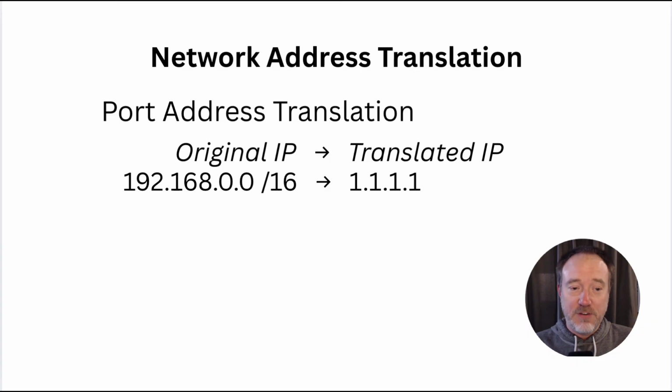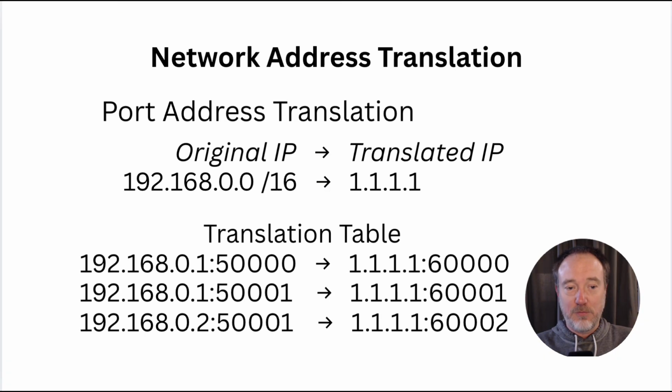Port address translation can map multiple original IPs to the same translated IP by assigning a unique Layer 4 port to the translation. By keeping track of the original IP and the unique Layer 4 port number, the same translated IP can be used thousands of times. Since the translations are based on IP and Layer 4 port, the translation table must keep track of both of those things.